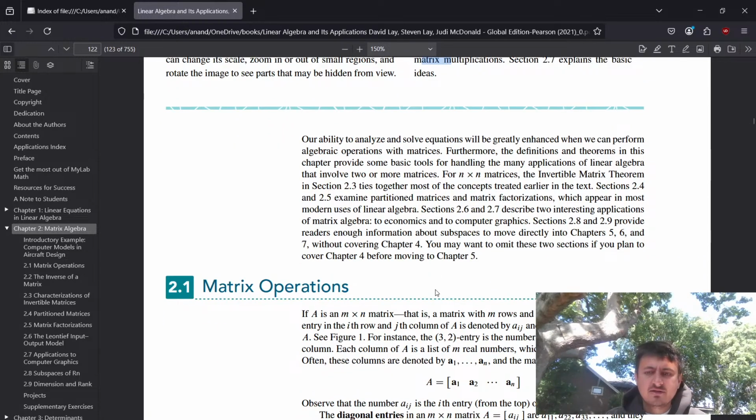Okay, so we're about to get into the real stuff. Our ability to analyze and solve equations will be greatly enhanced when we can perform algebraic operations with matrices. Furthermore, the definitions and theorems in this chapter provide some of the basic tools for handling the many applications of linear algebra that involve two or more matrices. For n by n matrices, the invertible matrix theorem ties together most of the concepts treated earlier in the text.